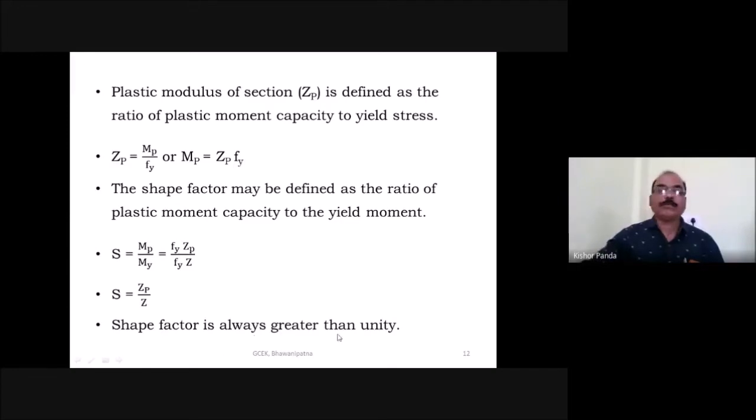The shape factor is always greater than unity. This is the plastic section modulus, and this is the section modulus, and the ratio is always greater than unity.